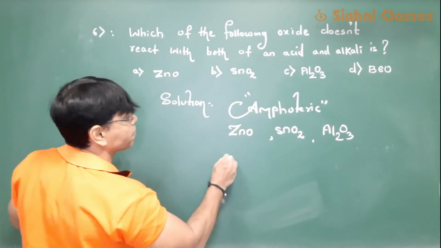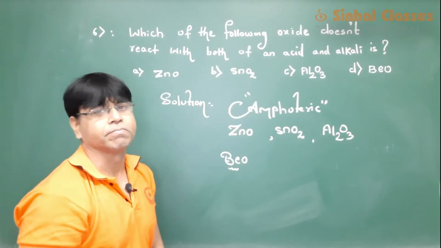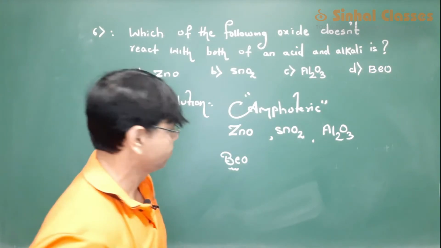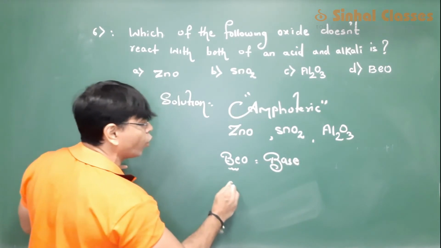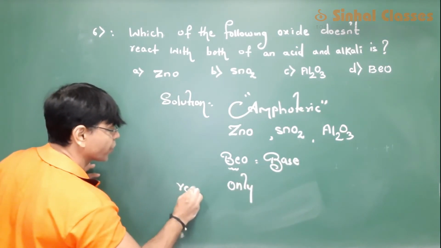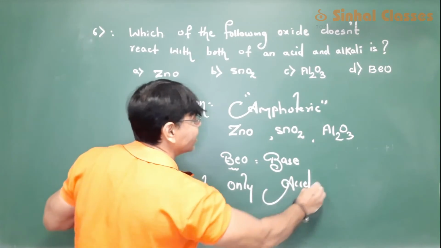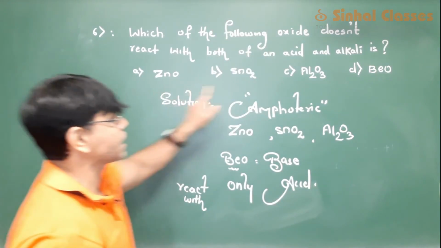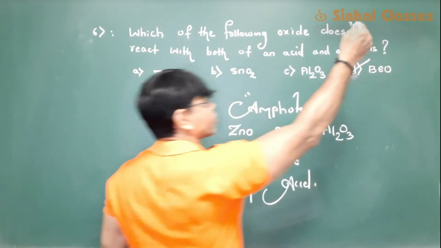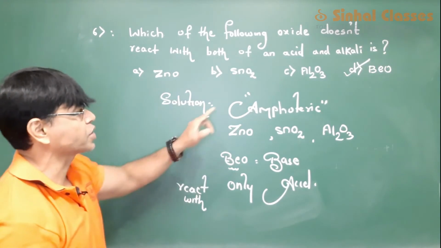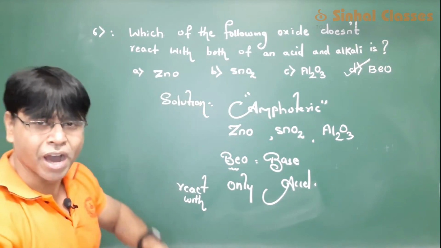But beryllium oxide, we all know beryllium belongs to group 2, alkaline earth metal. So it's a base. It will react with only acid. So the exception among all the four is, yes, you are right, beryllium oxide. Okay? Very simple. So we go for the next question now.